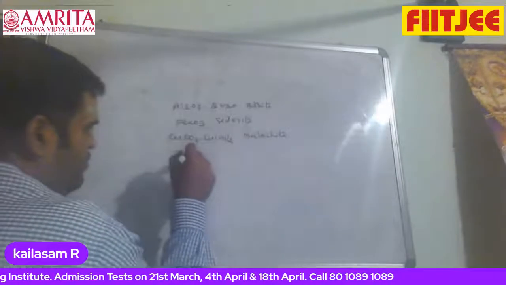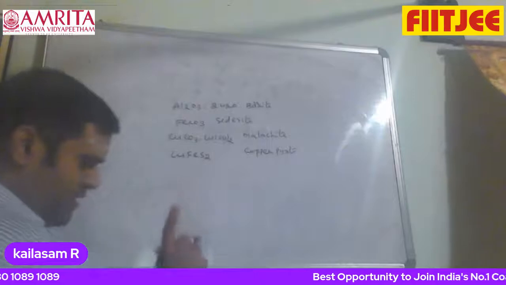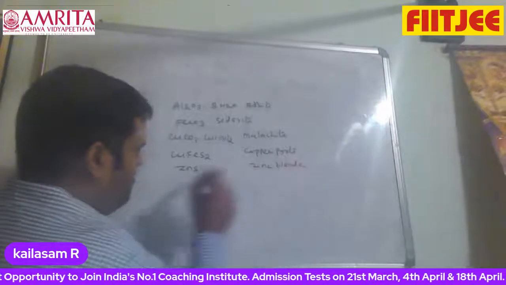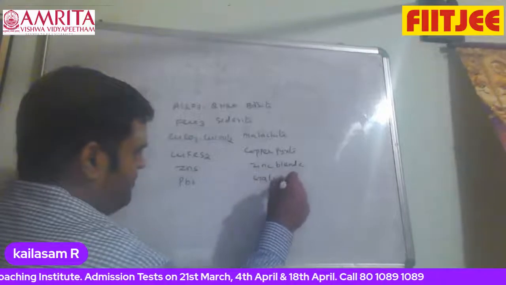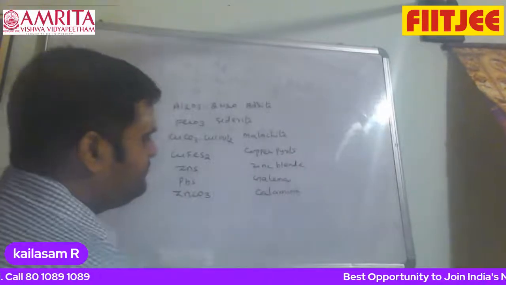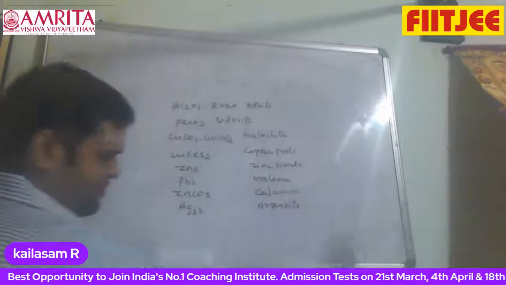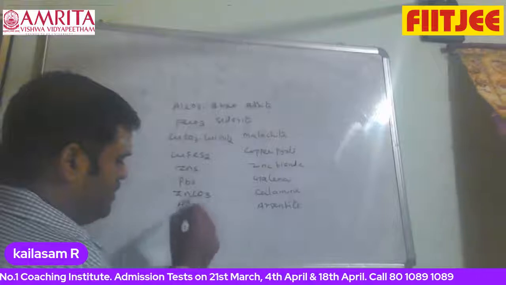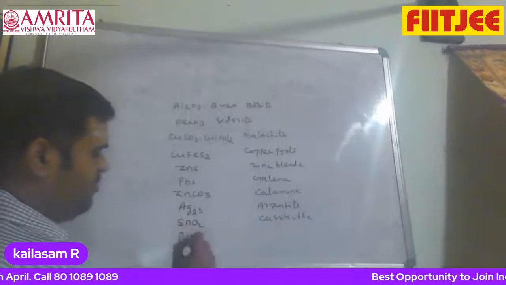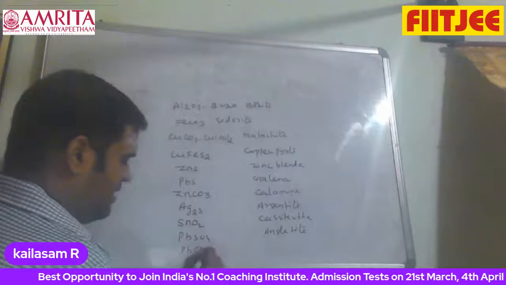I can write CuFeS2, copper pyrite. Next, ZnS, zinc blende, PbS, galena, ZnCO3, calamine, Ag2S, argentite, SnO2, cassiterite, PbSO4, anglesite, and PbCO3, cerussite.